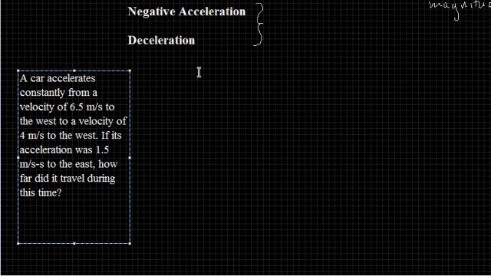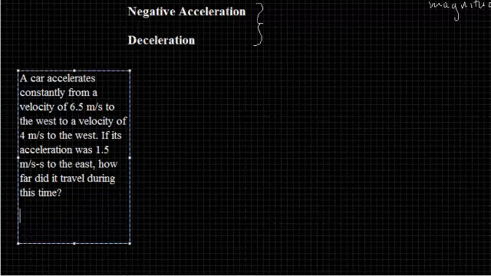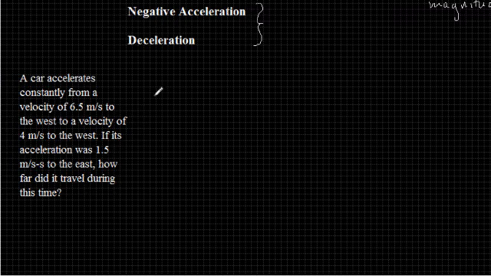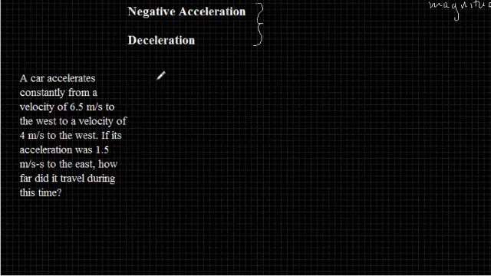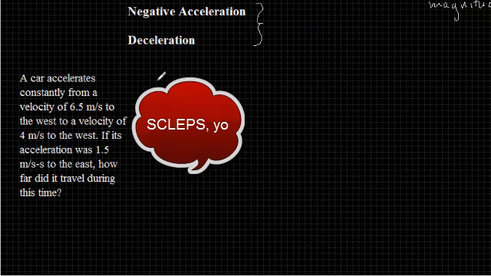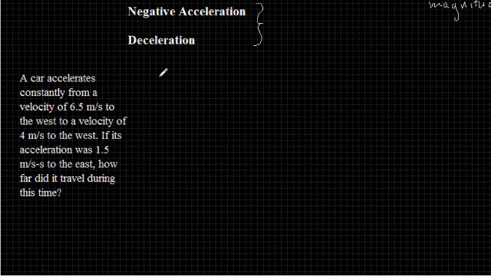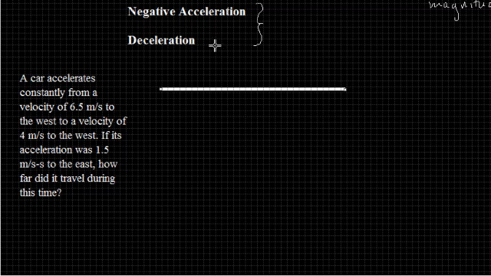Okay, here you see the example problem, and it's about a car moving in a given direction. You can attack this problem by the same problem-solving method that you've learned, SCLEPS. So we're going to start with that, sketch and a coordinate system. Remember that the ideas of positive and negative acceleration, or positive and negative velocity, or positive and negative displacement, that's really all about direction. And so if you can get a picture of the problem, that's going to go a long way to help you get an idea about what's going on here.